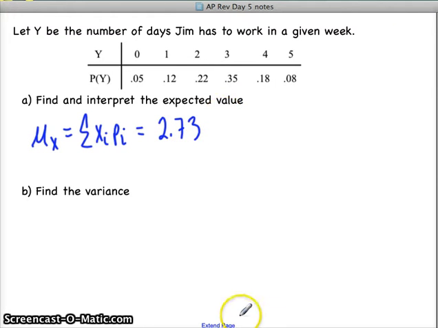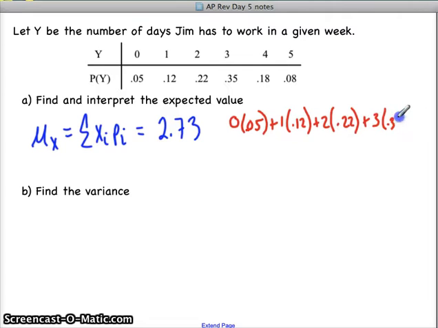Otherwise, if you want to do it by hand, you certainly can. You would do the top number times its probability plus the next number times its probability plus the next number times its probability. So you certainly could do this, or you can just do it in your calculator. But at the bare minimum, you have to write the formula.